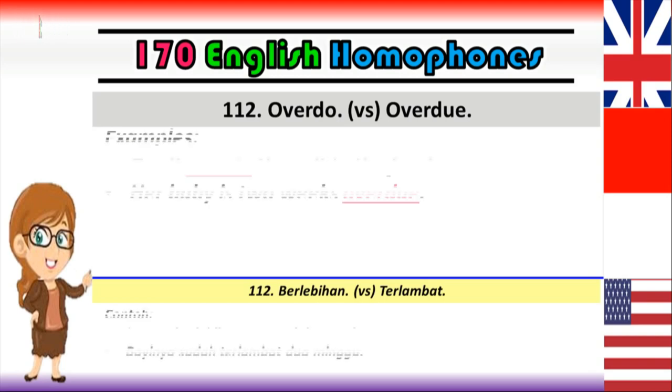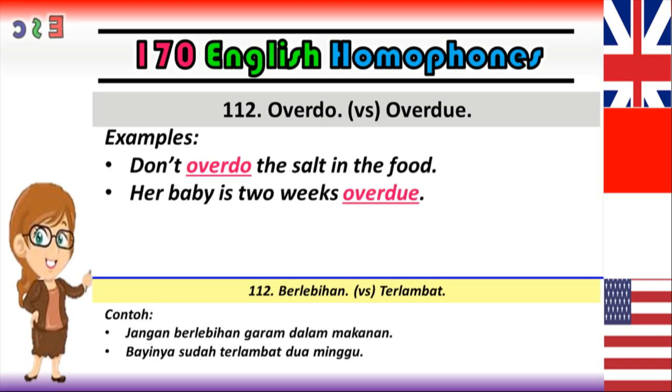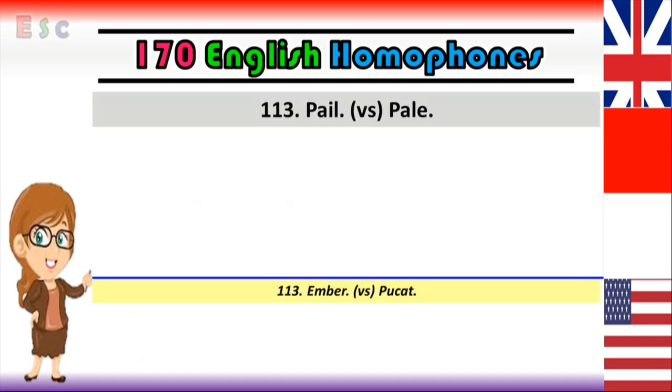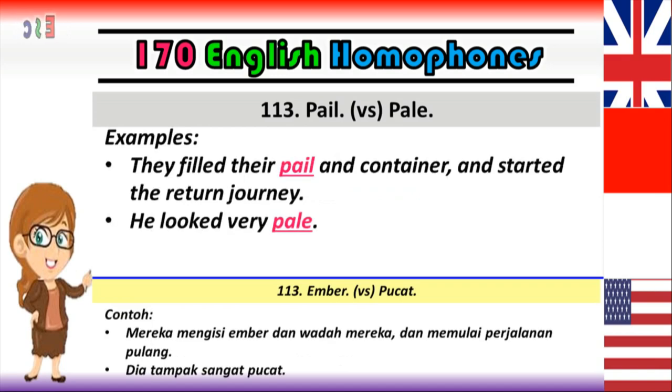112. Overdo versus overdue. Examples: don't overdo the salt in the food. Her baby is 2 weeks overdue. 113. Pail versus pale. Examples: they filled their pail and container and started the return journey. He looked very pale.